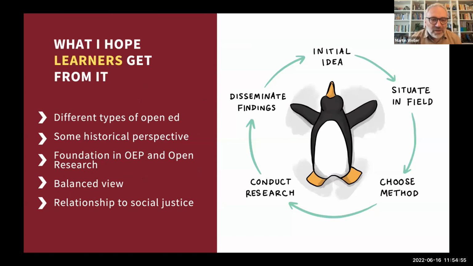That's the last slide for me, just what I hope learners get from it. So this is that research life cycle I talked about, so you can apply openness to each of those in that diagram there. So a sense of that, understand the different types of open ed. And in my first slide, I had the idea of it being a toolbox. I think that's how you should almost approach open education. There are different bits of it that you might want to choose at any one stage that might suit you or your audience or your intended purpose.